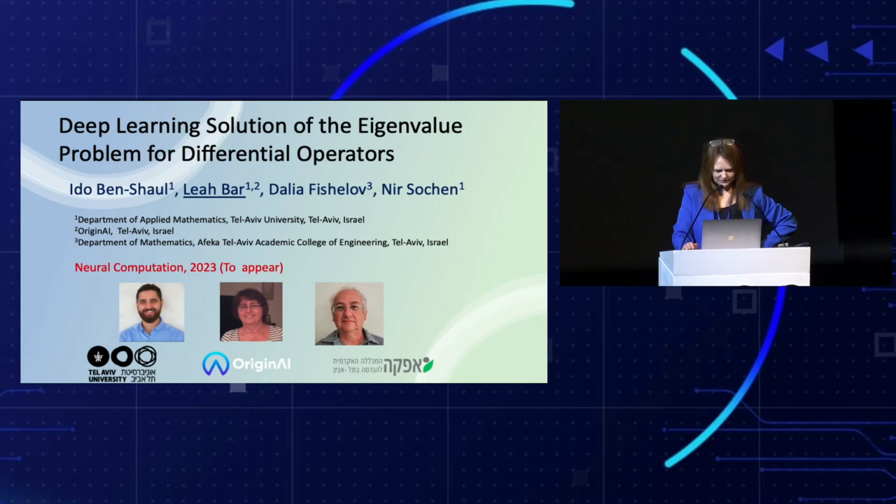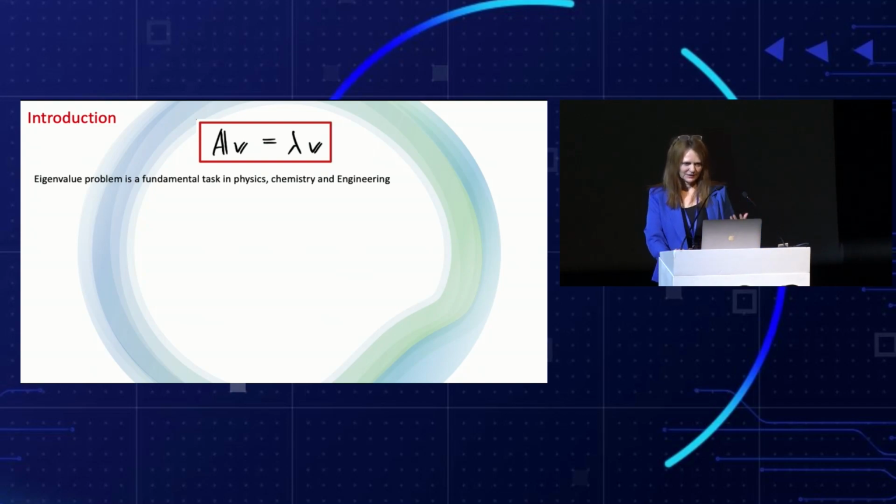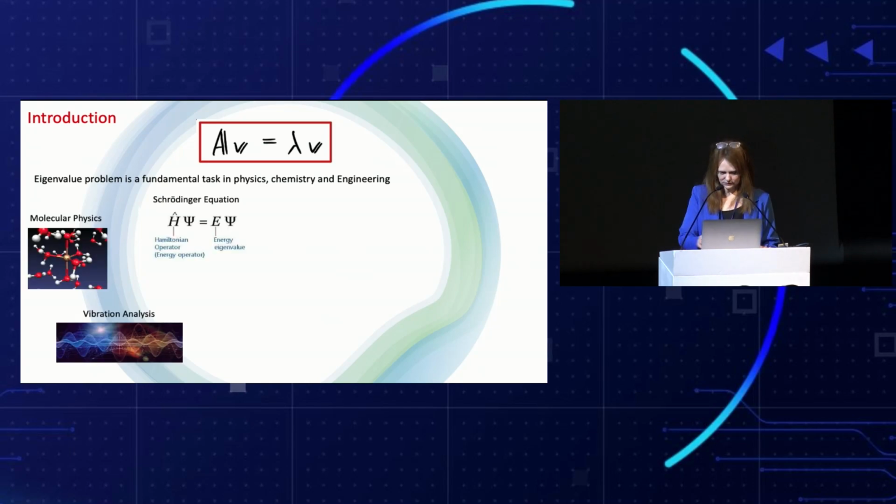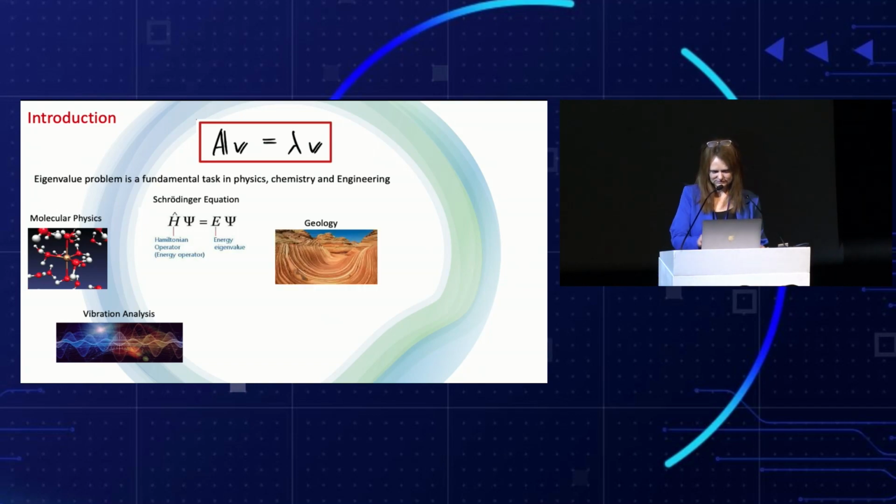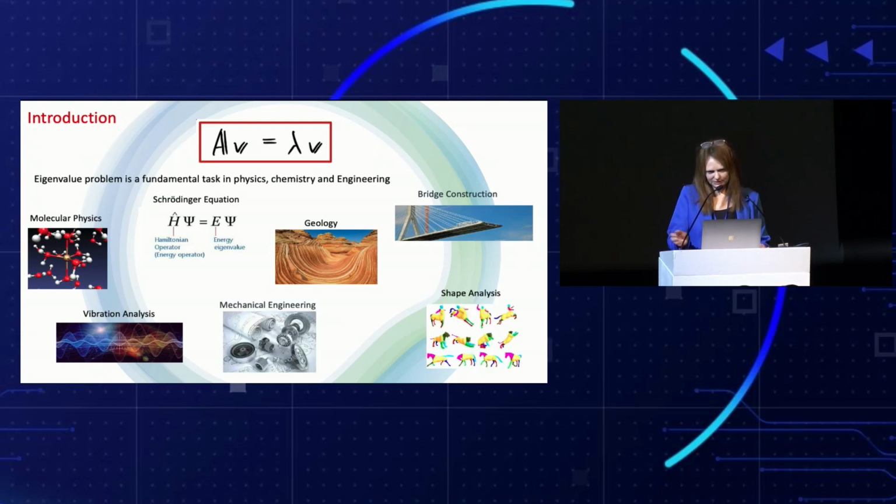This is a joint work with Ben-Shaul and Sochen from the math department in Tel Aviv University and Dalia Fishelov from the math department in Afeka College. The basic topic of this talk is the eigenvalue problem. Finding the eigenfunction and eigenvalue of an operator is a very fundamental task in physics, chemistry, and engineering. For example, Schrödinger equation, molecular physics, vibration analysis, geology, bridge construction, mechanical engineering, shape analysis, and much more. This is a very, very important problem.